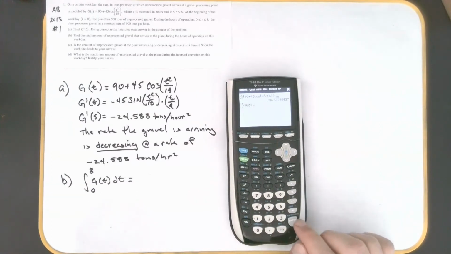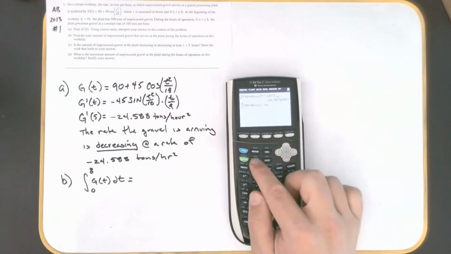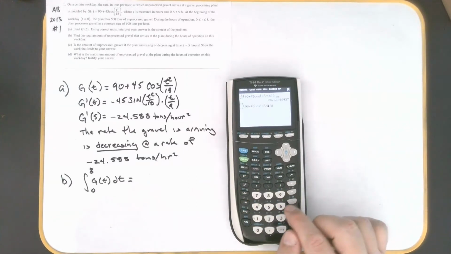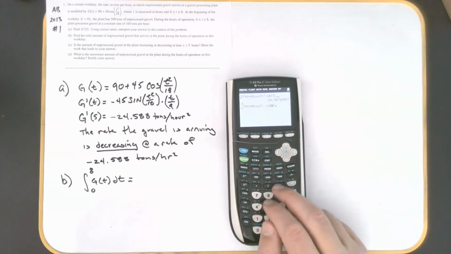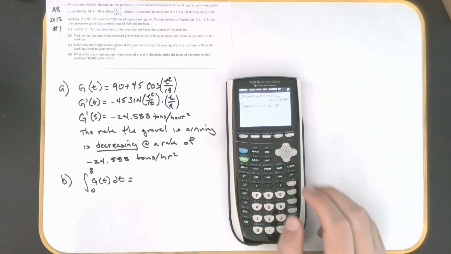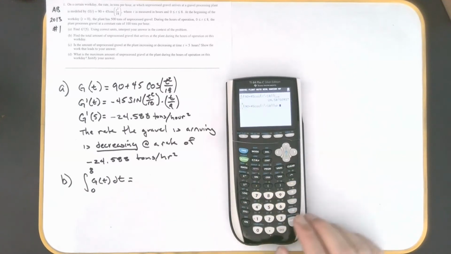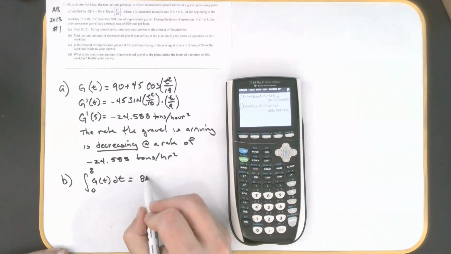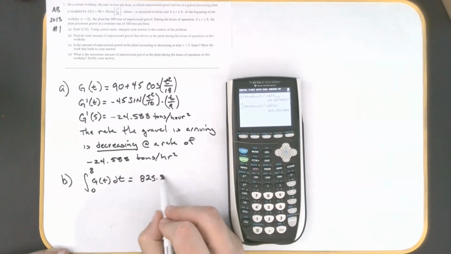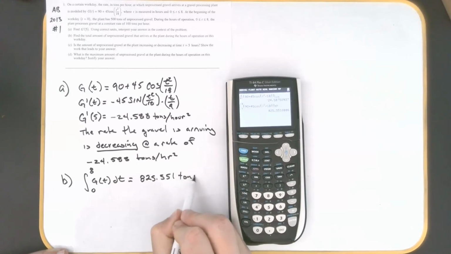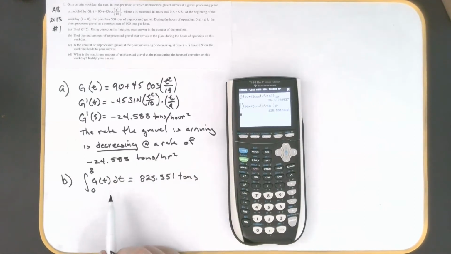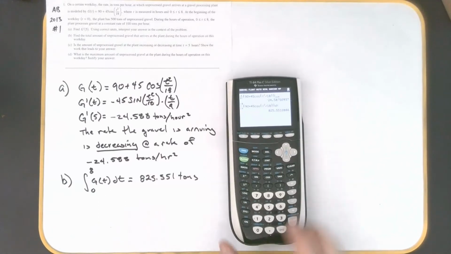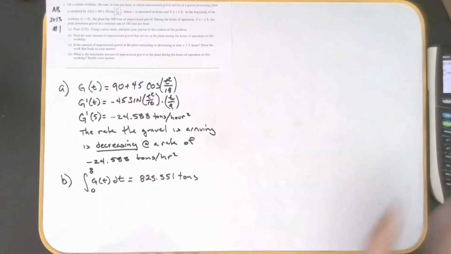So I'm integrating 90 plus 45 cosine of x squared over 18, and my variable of integration is x. And it looks like my answer is 825.551 tons. You integrate the rate to get what the rate produces. So I integrated the rate the gravel was arriving, and I got how much gravel arrived, 825.551 tons. There's part B. Let's continue.